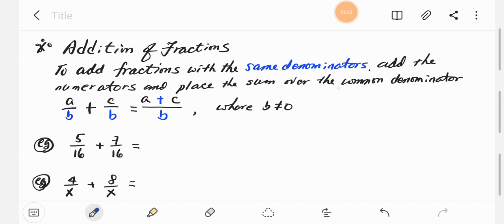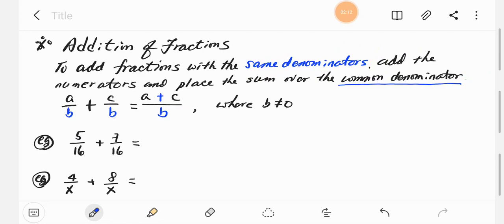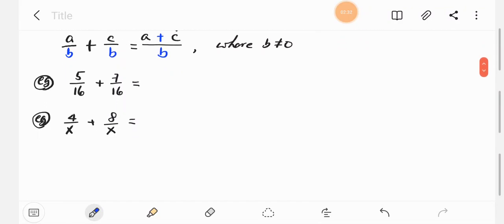The common denominator means the same denominators, so we call these like denominators. Like fractions means they share the same denominator. Since the denominators b and b are the same, what we do is add the numerators. Also, since this is a fraction, make sure that the denominator is not equal to 0. If the denominator is 0, then the fraction is undefined.